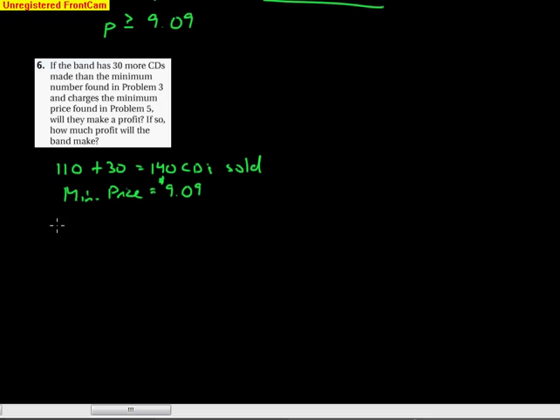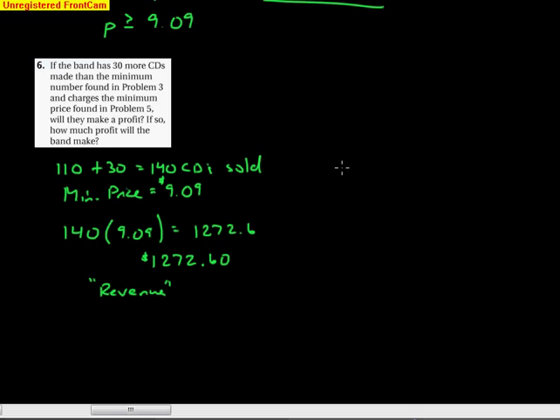Well, we simply multiply. So we go 140 times 9.09. And when we do this in the calculator, we get roughly 1272.6. So this is $1,272.60. This is what we call revenue. That's not profit, that's just what we bring in. So this is called revenue.